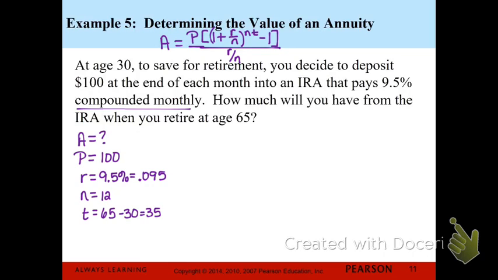All right, so let's plug into our equation. A equals our P times, parenthesis, 1 plus R over N, raised to that N times T, and then minus 1, all over R, 0.095, divided by N, which is 12.